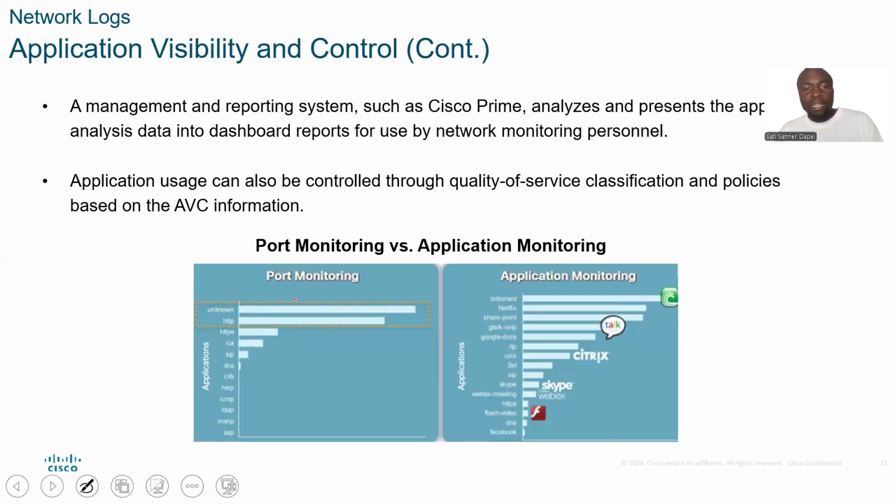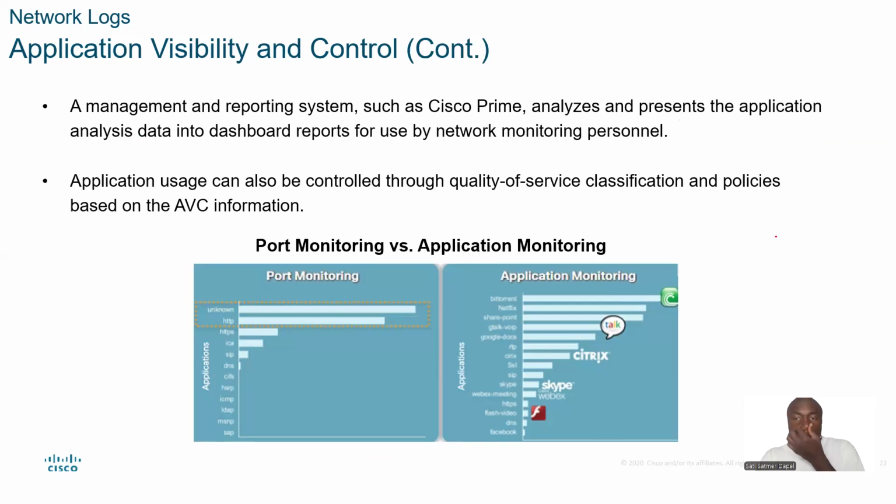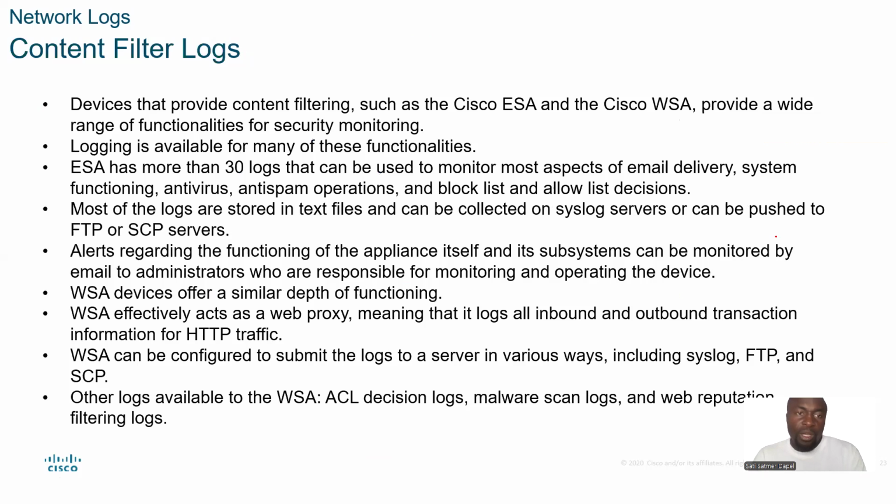A management and reporting system such as Cisco Prime analyzes and presents the application analysis data in dashboard reports for use by personnel. Then there are content filter logs. Devices that provide content filtering, such as the Cisco ESA and the Cisco WSA, provide a wide range of functionalities for security monitoring.